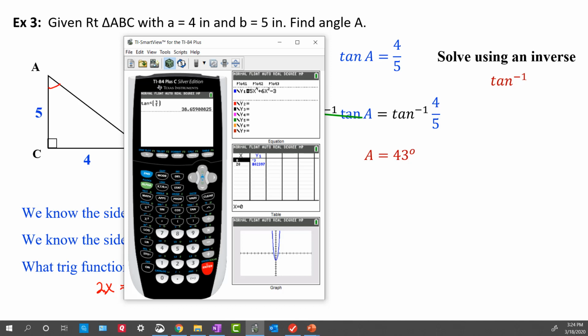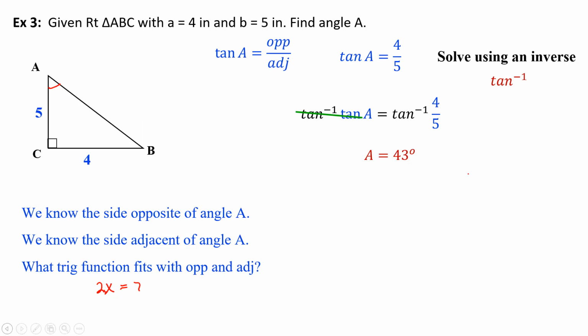Looks like I possibly have a wrong answer over here. Good thing we checked it in the calculator, huh? So 38.7 should be my answer. So we need to get rid of this guy right here. This is 38.7 degrees.